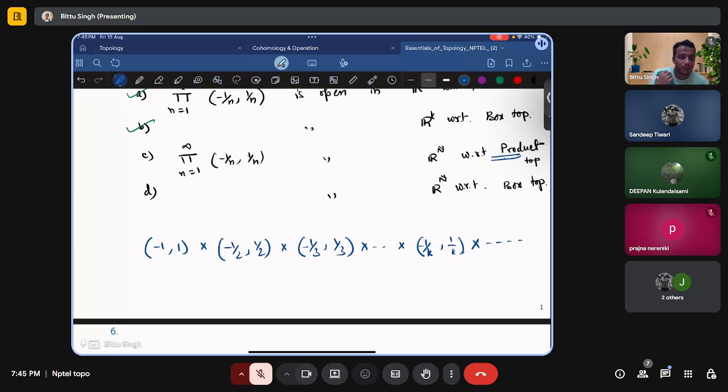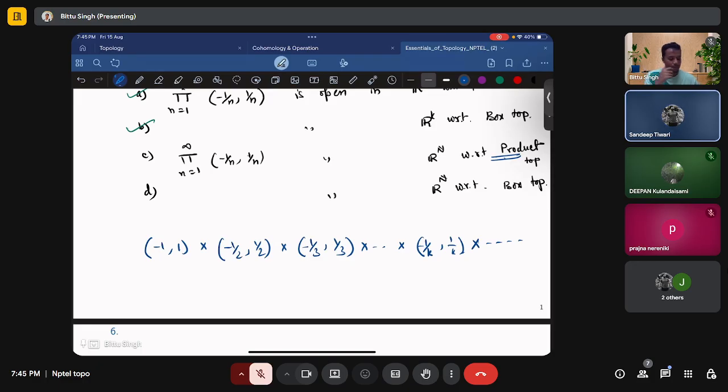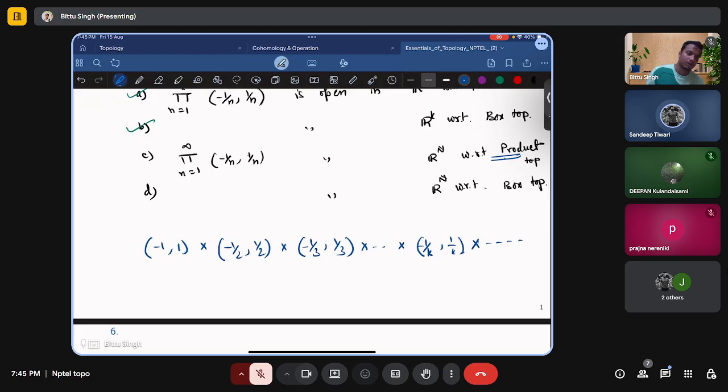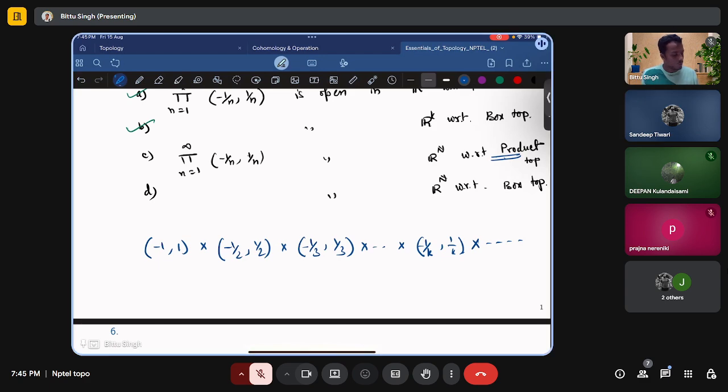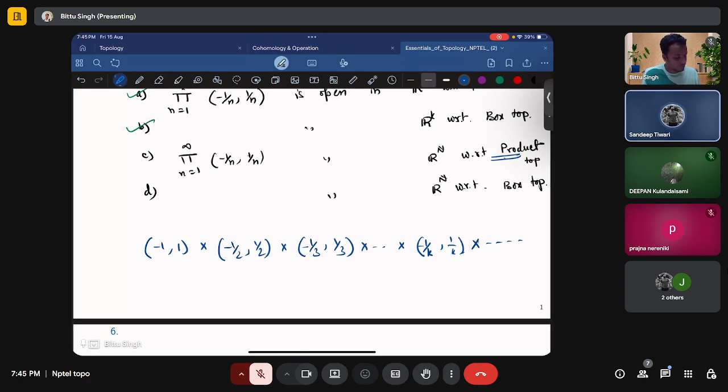So how do you check if something is open or not in terms of basis? We can write it as a union of basis elements. Or you can take any element belonging to this set and find some basis element contained in it. So we want to prove that this is not open, because there are finitely many intervals and infinitely many times the whole space, so it cannot be contained in this.